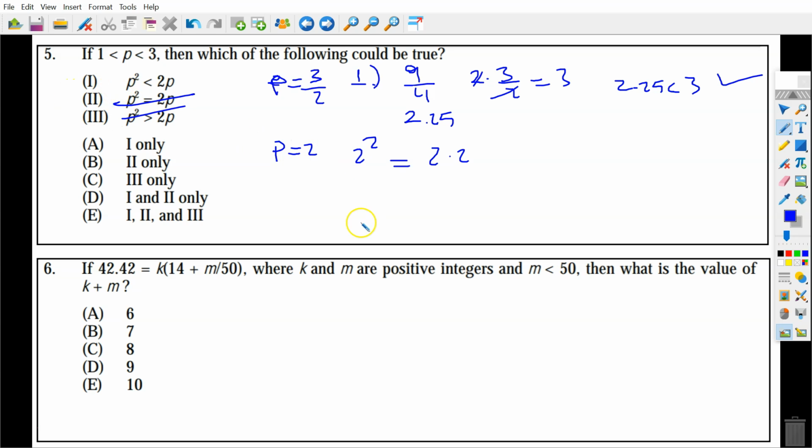Okay, and then let's try another number for p. So let's say p is equal to 5 over 2, and let's figure out what p squared is.